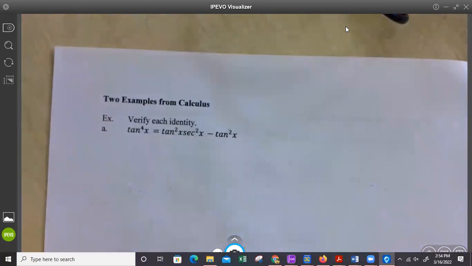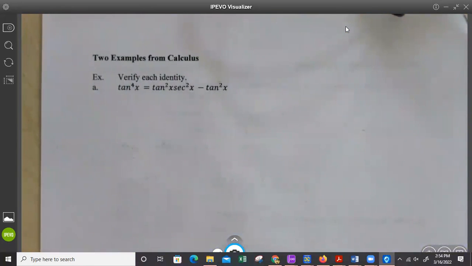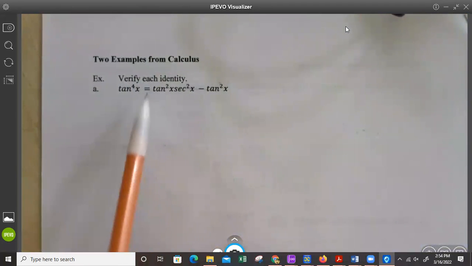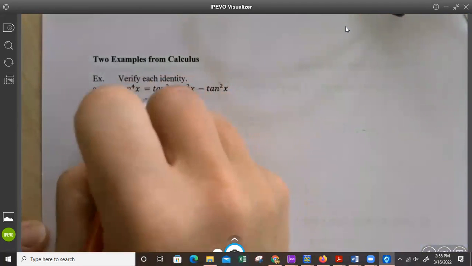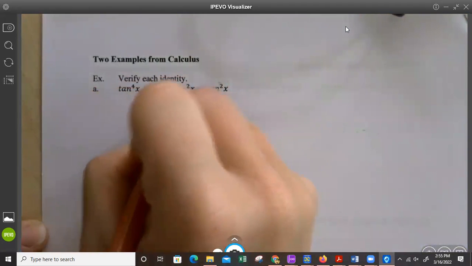All right, verify each identity. Tan to the 4th x equals tan squared x times secant squared x minus tan squared x. What do you notice? This is the hard side because there's a lot going on. What do you notice about both of them? Take out a tan squared x.